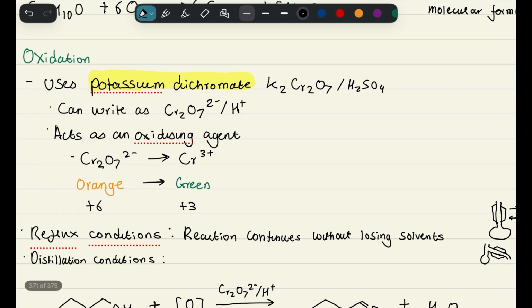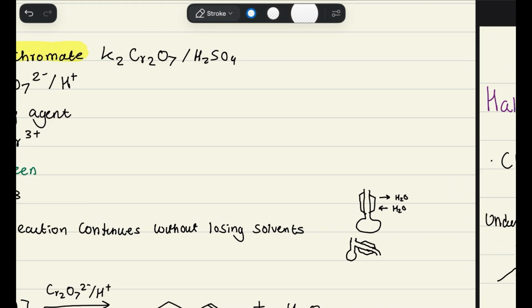Now, there are 2 different conditions that we can use when we do oxidation of alcohols. The first one is reflux. With reflux, you don't actually lose anything to evaporation. Because you're not losing anything to evaporation, this reaction can go on and on and on. Whereas in distillation, you do.